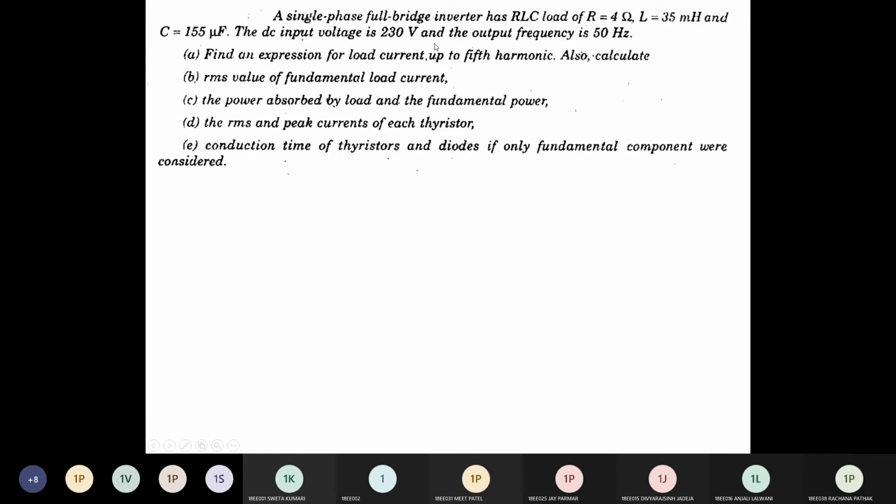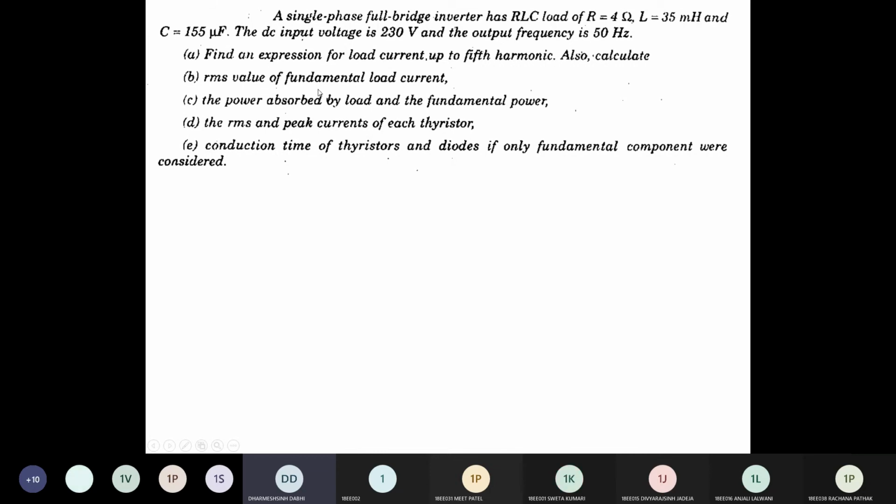Single phase full bridge inverter has RLC load, R is 4 ohm, L is 35 millihenry, and C is 155 microfarad. The DC input voltage is 230 volt, output frequency is 50 Hz. First, find the expression for load current up to fifth harmonic and also calculate this.